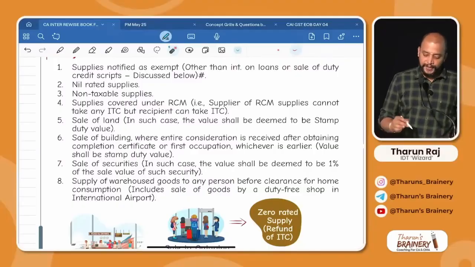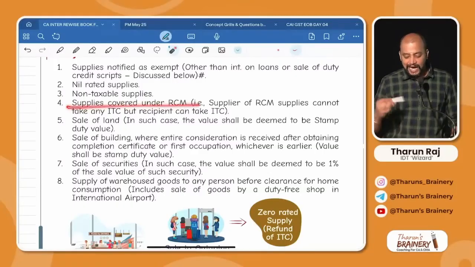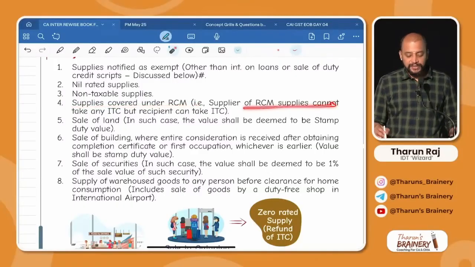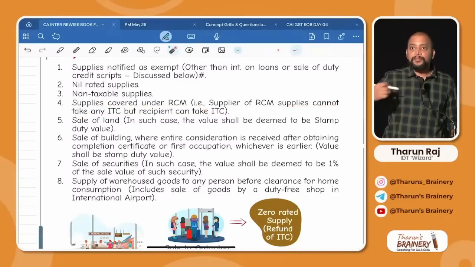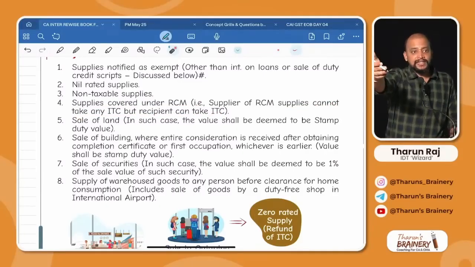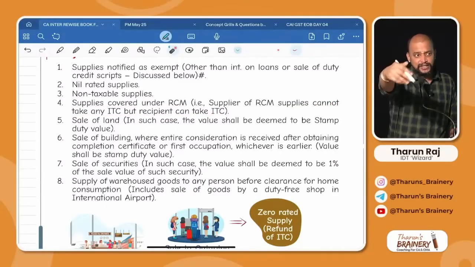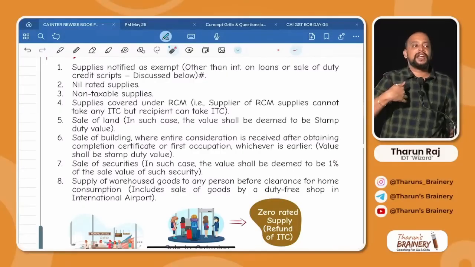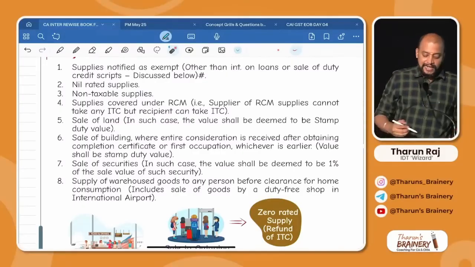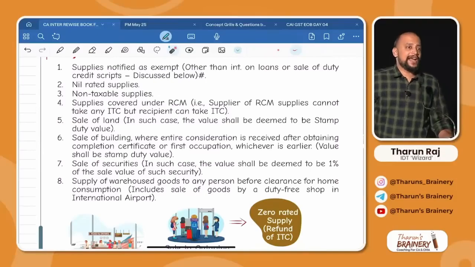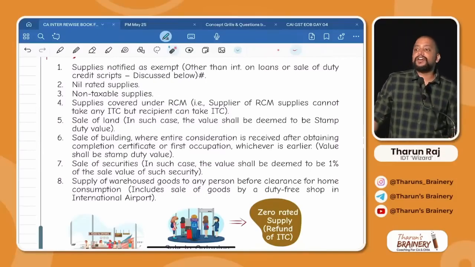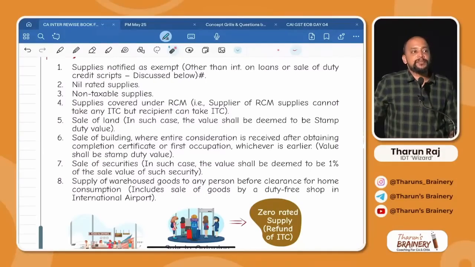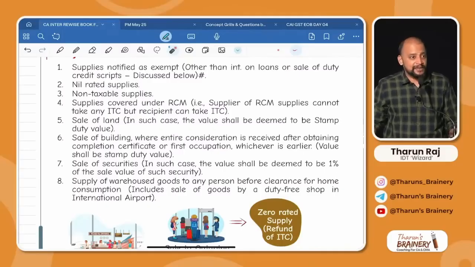So supply covered under RCM means the supplier of RCM supplies cannot take ITC. But you are the recipient, you are paying the RCM liability. Can you take the ITC? Yes, you can take ITC. Only the supplier cannot take ITC on their inward supplies. Then next, number 5, sale of land. Land is first of all not a supply, but for ITC purpose it is treated as an exempted supply. Same way, building. Sale of building is not a supply, but for ITC purpose it is treated as an exempted supply.